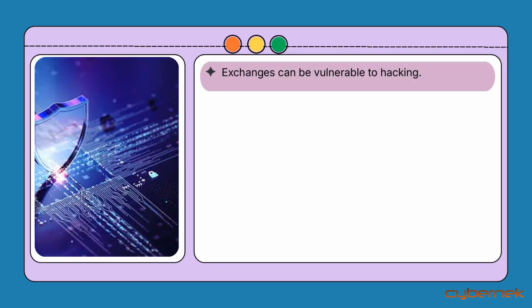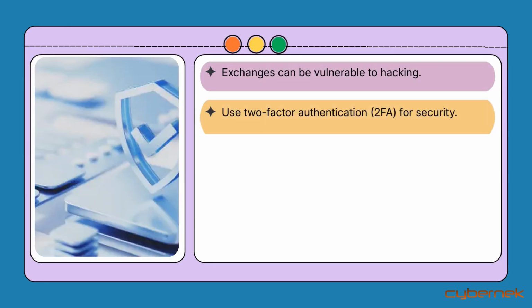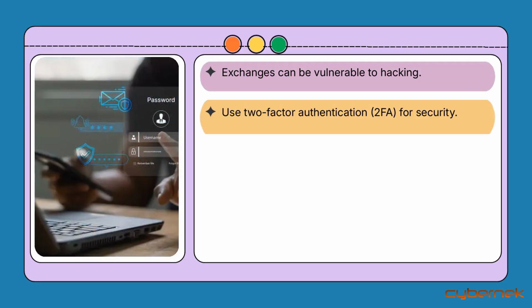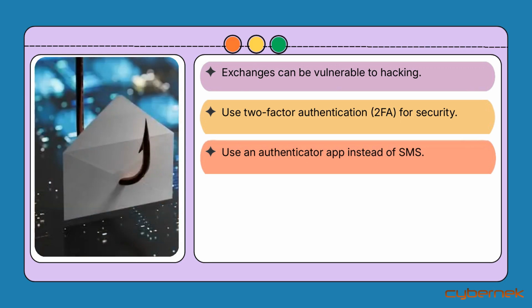Security, protecting your investment. Cryptocurrency exchanges have been hacked before, and they'll probably be hacked again in the future. While ByBit has a good security record and uses industry-standard protection measures, you should still take steps to protect yourself. Enable two-factor authentication, 2FA, immediately. This adds an extra layer of security to your account. Use an authenticator app like Google Authenticator or Authy rather than SMS if possible. It's more secure.